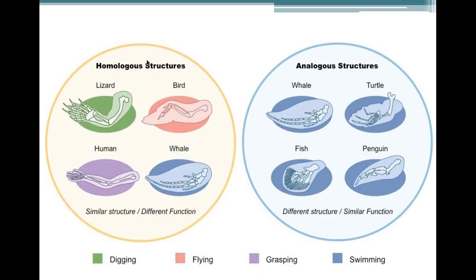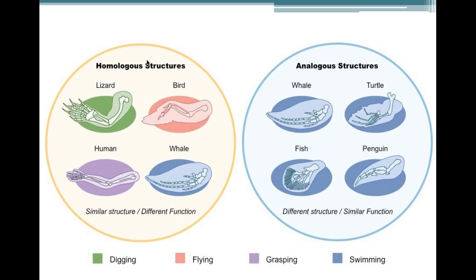More examples of homologous versus analogous structures. It's color-coded, so the homologous structures, again, internally share similar internal bone structure, the lizard versus the bird, human, and whale, but they use these structures in different ways in which they live. So digging with the lizard, the bird for flying, the human with grasping, and the whale for swimming.